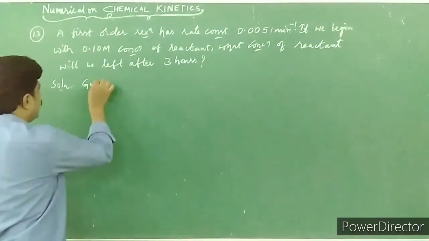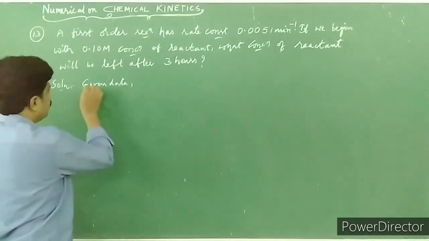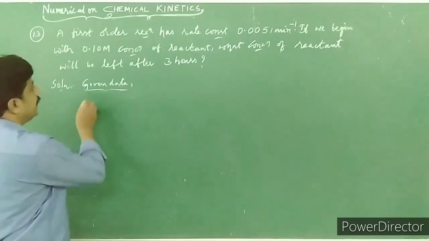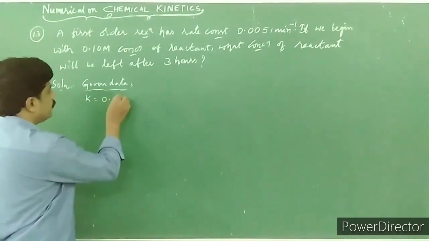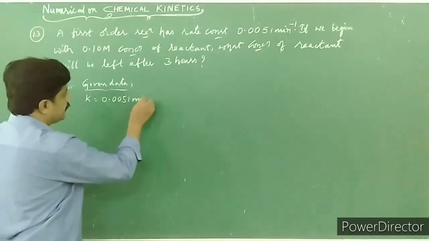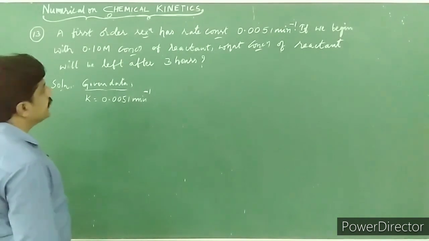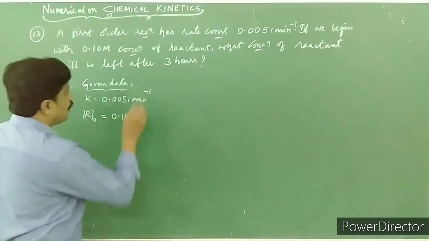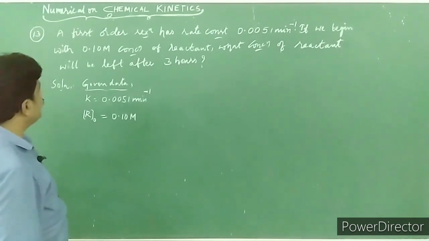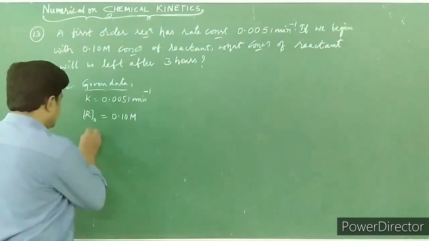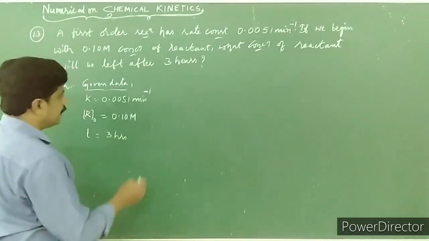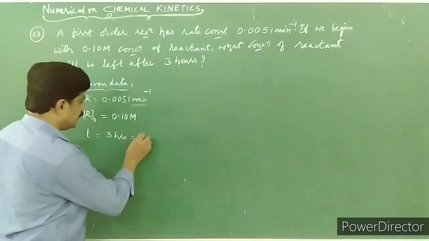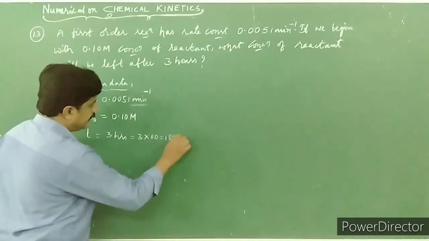So, given data. Whenever you start solving a numerical, read it two times so that you can understand it in a better manner. So what is given here? K is given. How much? 0.0051 per minute. What else is given? Initial concentration is given, children. R0 is equal to 0.10 molar concentration. What concentration of reactant will be left after 3 hours? So t is also given, that is 3 hours. Now remember, as the rate constant is in minutes, I need to convert this hour into minutes. So 3 hours, 3 into 60, that is equal to 180 minutes.